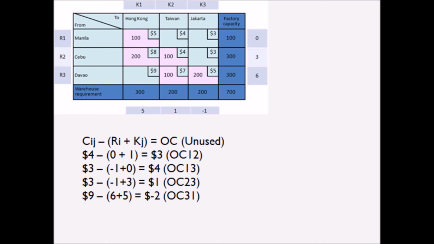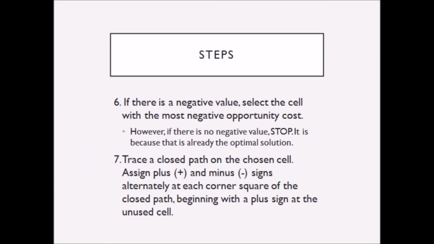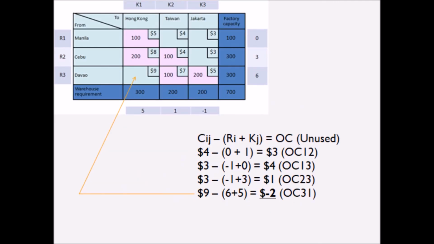After which, check if there is any negative opportunity cost. If there is, select the cell with the most negative opportunity cost. However, if there is no negative value anymore, stop the process because it is already considered the optimal solution. However, in this case, there is a negative opportunity cost of negative 2 in the Davao to Hong Kong cell.